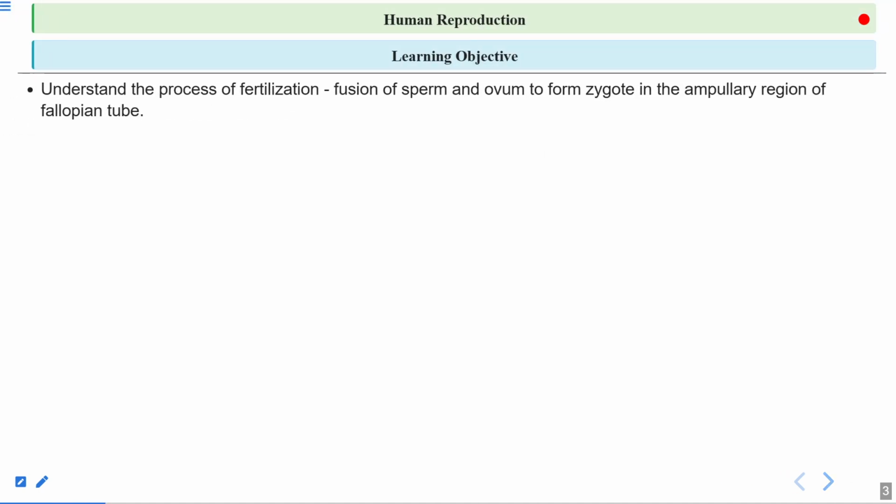So, what is the objective of today's session? What will we learn and understand in today's session? First, we will understand the process of fertilization. What is fertilization? It is the fusion of the male and the female gamete. The male gamete is the sperm, and the female gamete is the ovum. Fertilization is the fusion of the sperm and the ovum, and after fertilization, a diploid structure known as the zygote is formed. Fertilization occurs in the ampullary region. So we will understand how fertilization occurs.